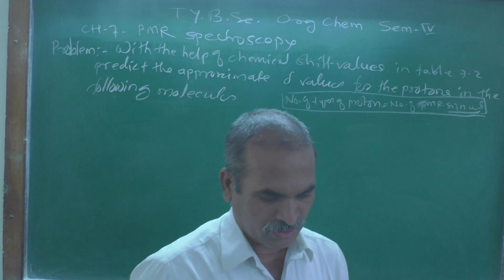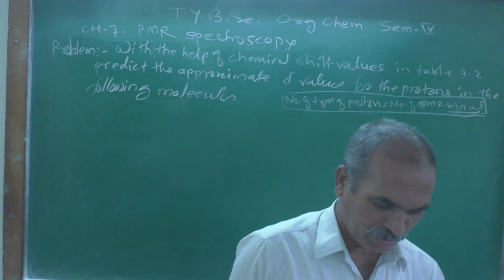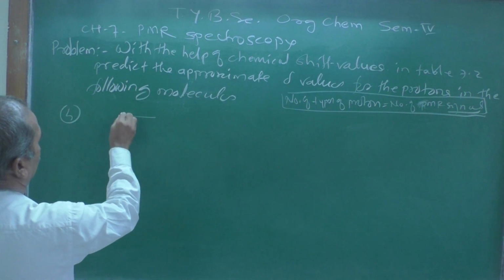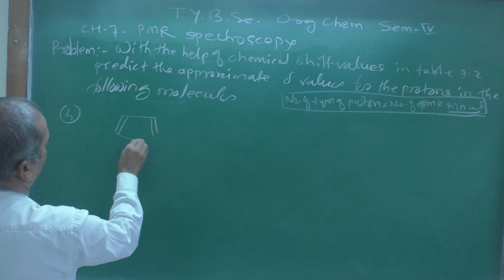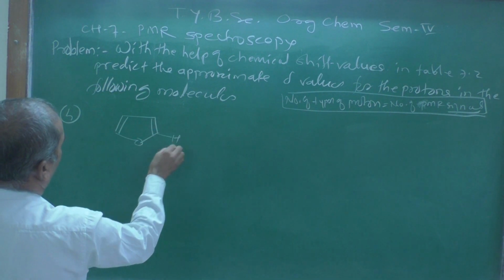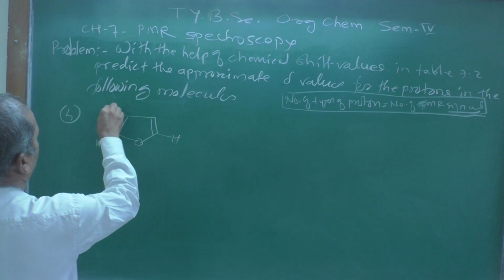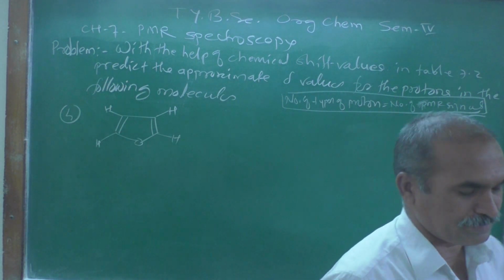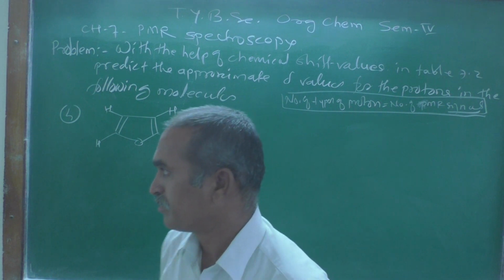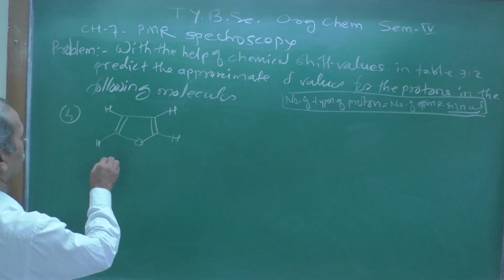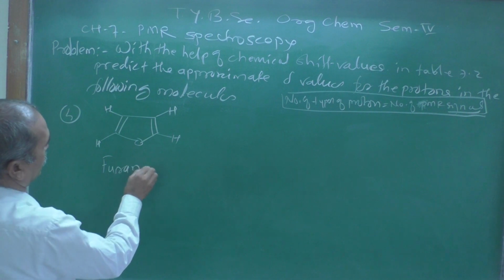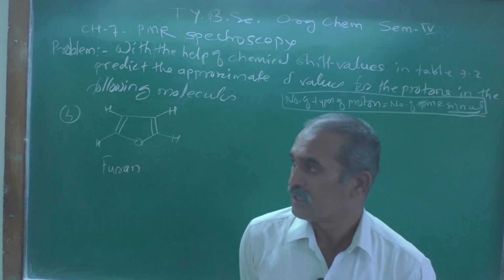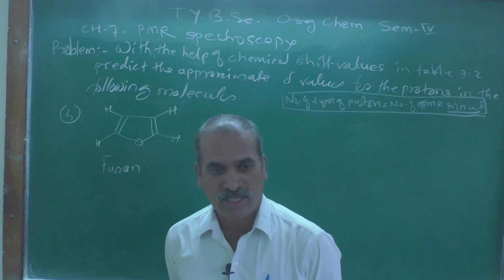Now let's look at the next problem, problem number 4. Now see the structure which I am writing over here. This is the structure, as you know. The name of this compound is furan, as we know. It is a 5-member heterocyclic aromatic compound. Heterocyclic means what?